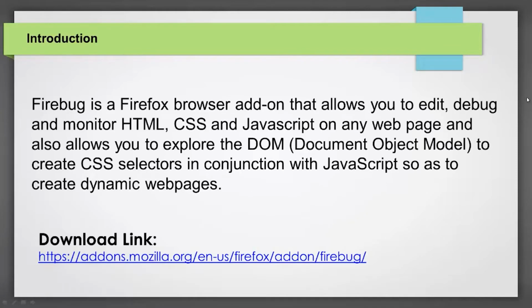Firebug is a Firefox browser add-on that allows us to edit, debug, and monitor HTML, cascading style sheets, and JavaScript on any web page. It also allows us to explore the document object model to create CSS selectors in conjunction with JavaScript so as to create dynamic web pages. The download link for this add-on is given here, but you can even Google search online. It's just a Google search away.